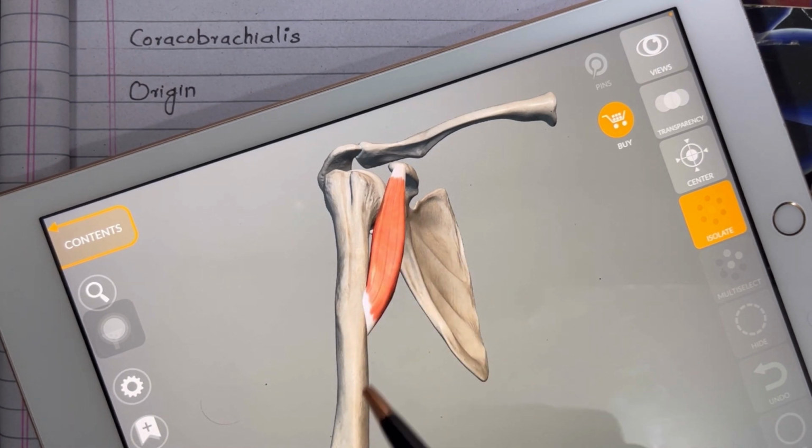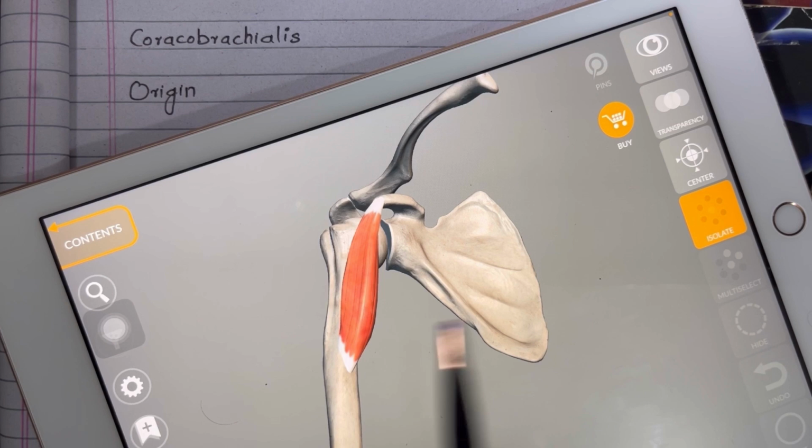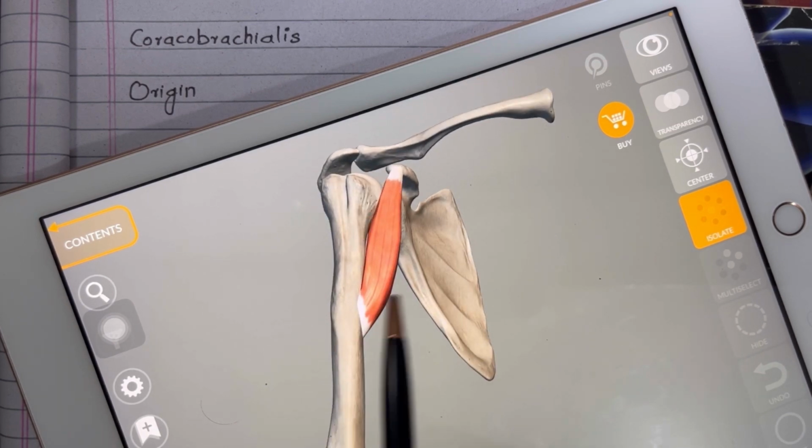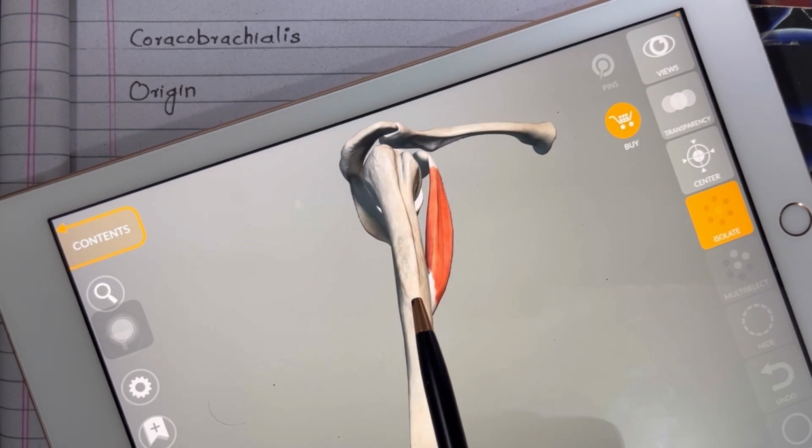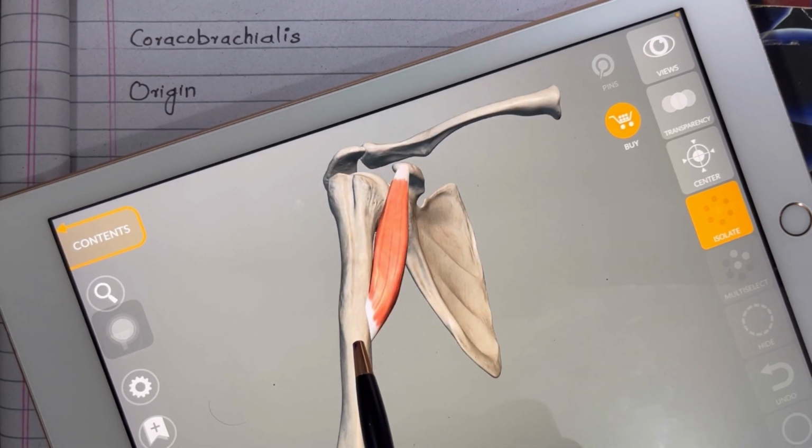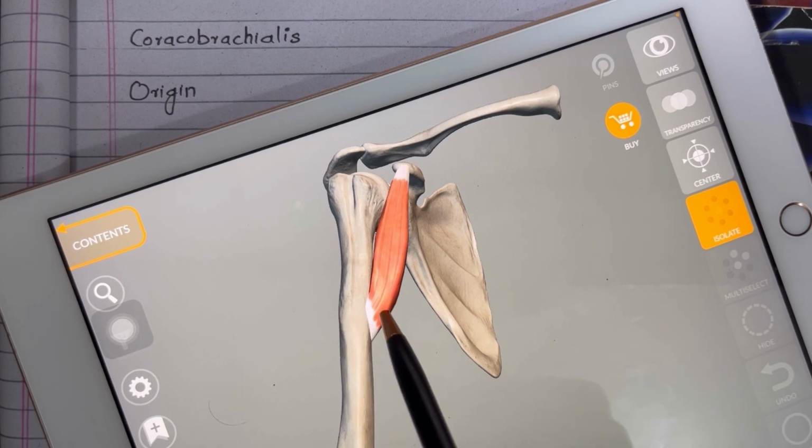So it inserts on the medial side of the shaft of the humerus bone at the level of the deltoid tuberosity. Here, this rough elevation is the deltoid tuberosity. So it inserts at the level of the deltoid tuberosity on the medial aspect of the humerus bone.